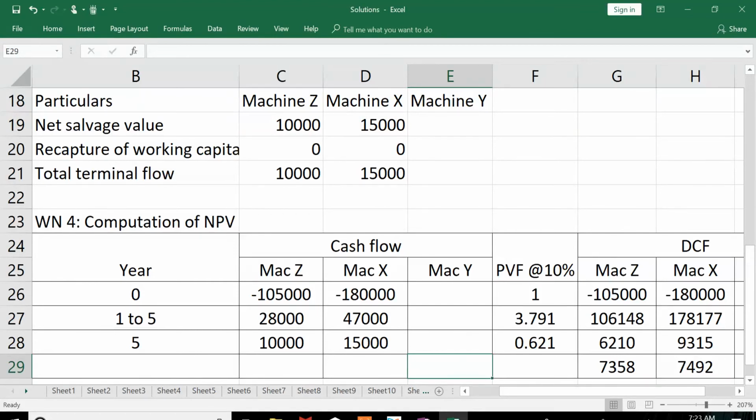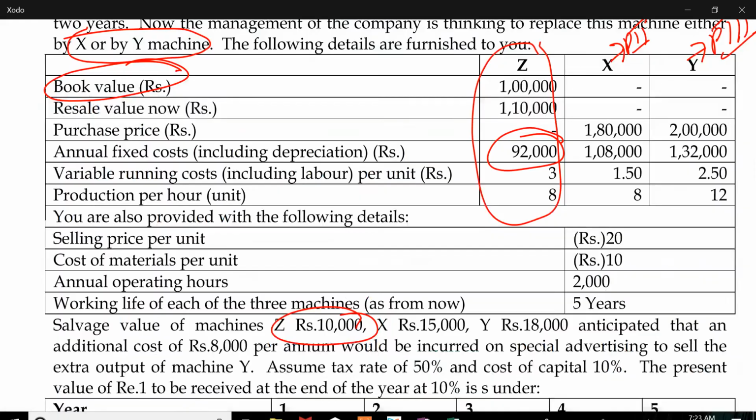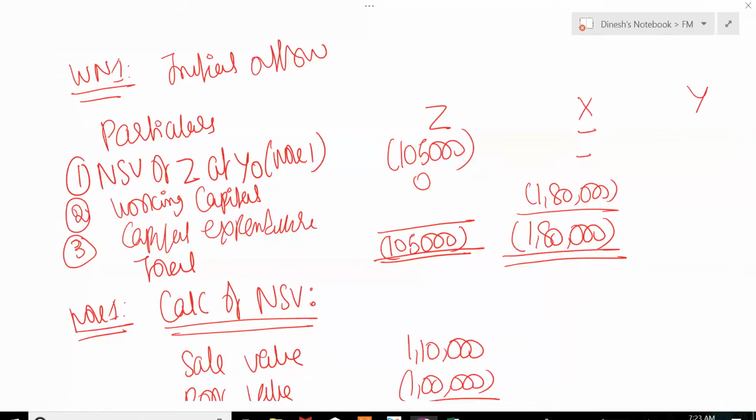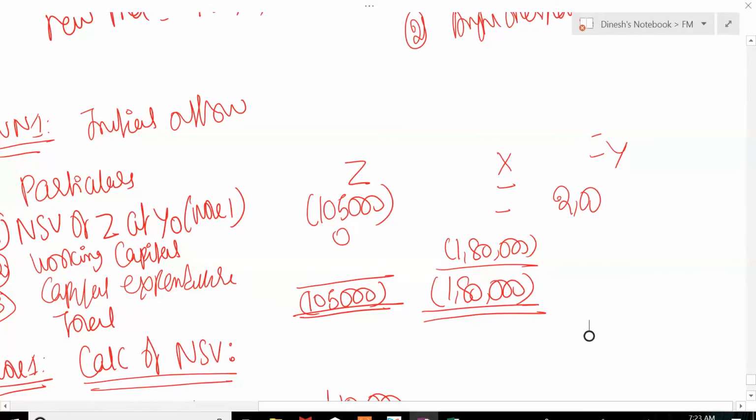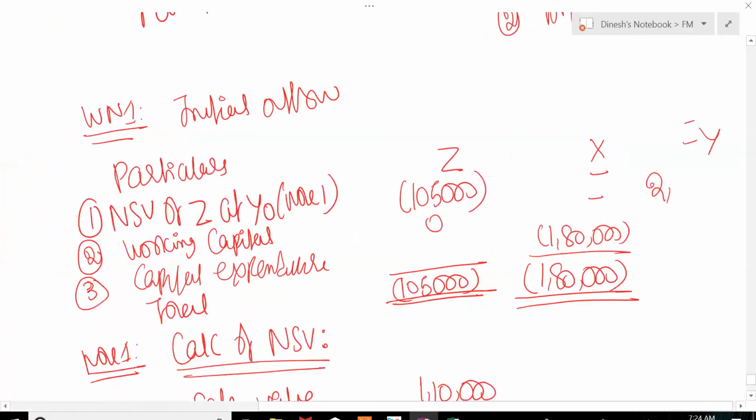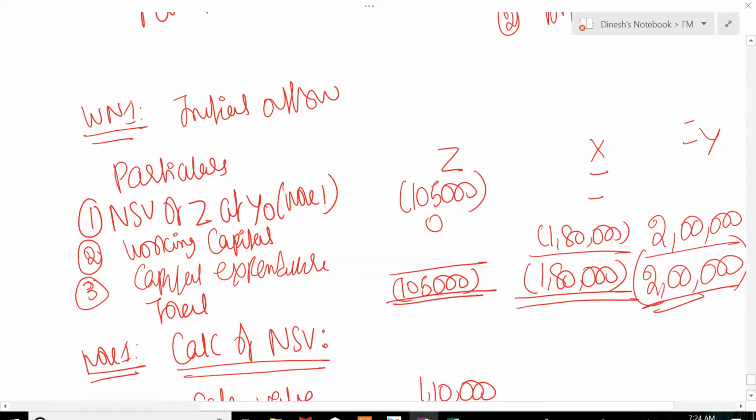Can we shift to machine Y? Any doubts on this? Anybody has any doubts on this? Machine Y, what's the initial outflow? 2 lakhs. So fill it in working note 1. Two lakhs is the outflow.